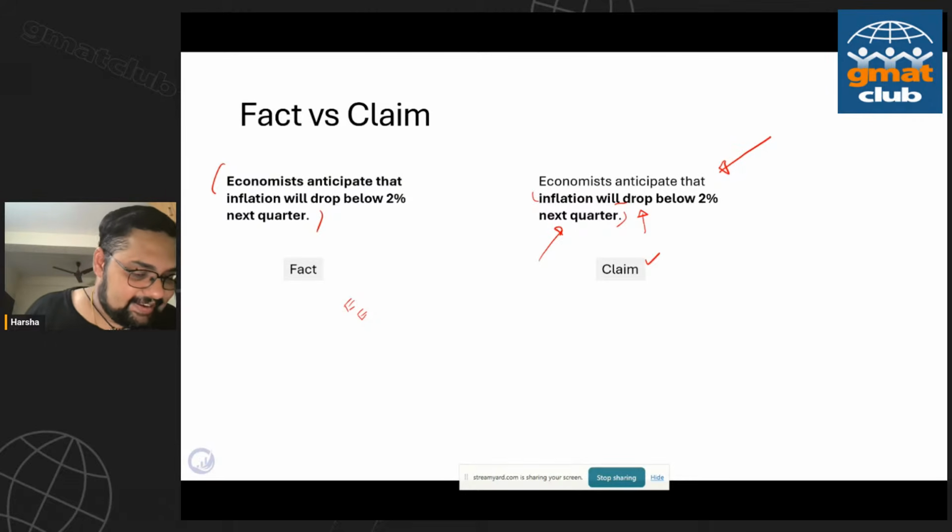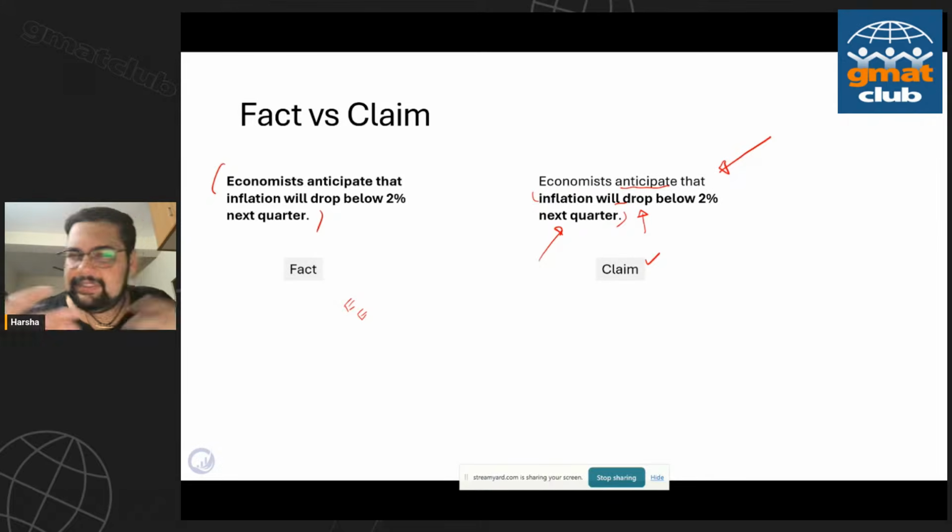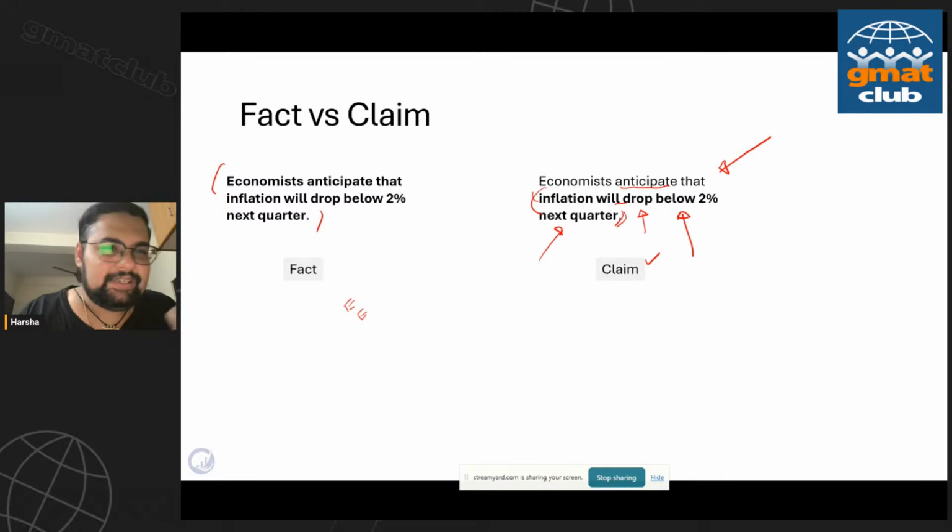Great. So Stara, it says anticipate, right? Yeah. An anticipation is I anticipate that this will happen, which is why if I just looked at this sentence, this bolded portion, that's a claim. I cannot say it's a fact. But it's kind of a fact. The author is telling you as a fact that, hey, there are these economists, they've anticipated something, and whatever they've anticipated, that inflation will drop below 2%. The fact that the economists anticipated, that's a fact, right? So I hope that helped.